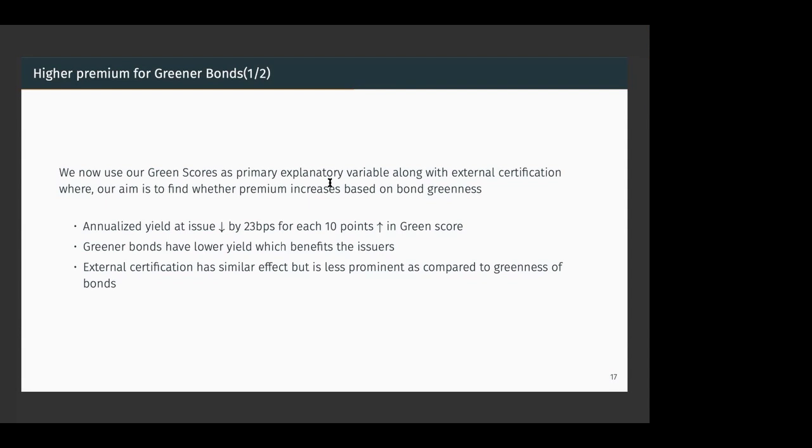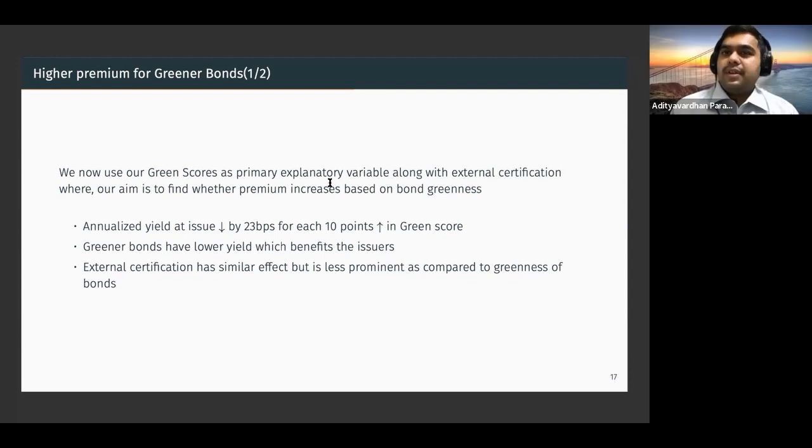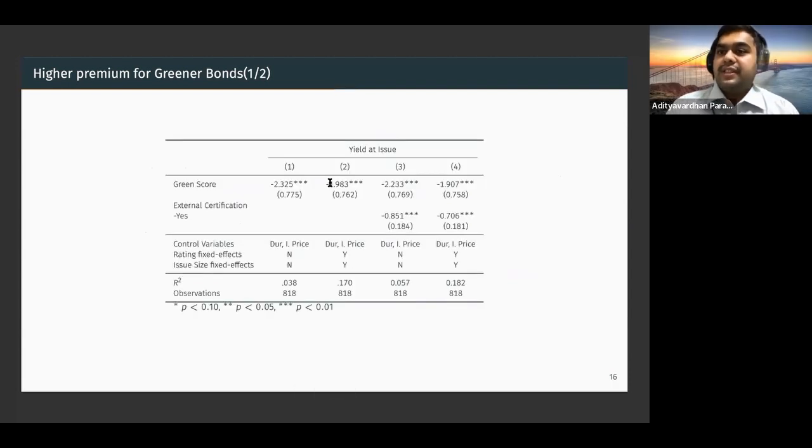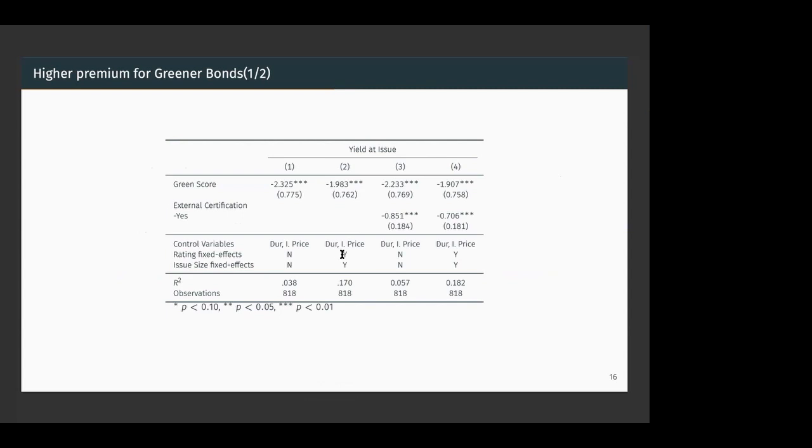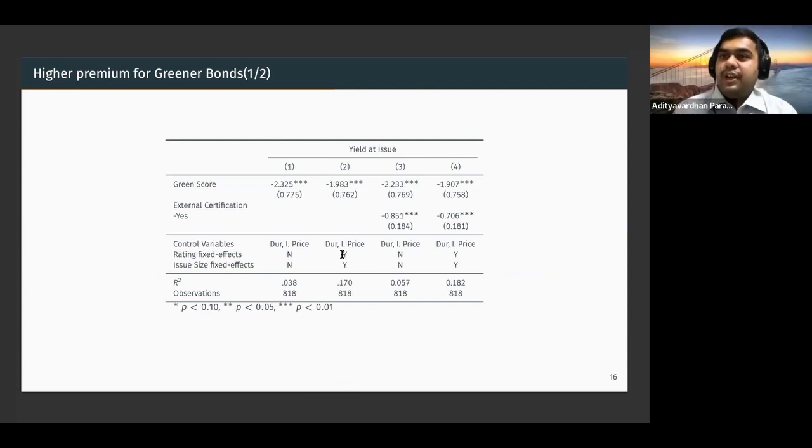And another quick question. In the previous regression, is the ESG rating of the issuer a control variable? Yes. Can you just go to the previous slide? As you can see, in the second and the fourth specification, we have specifically included the rating fixed effects, which is the bond rating and not the ESG rating.